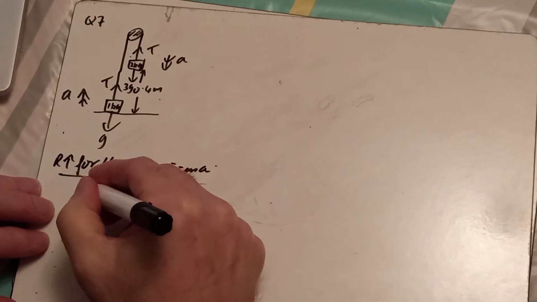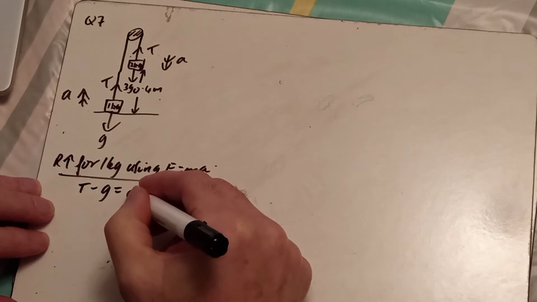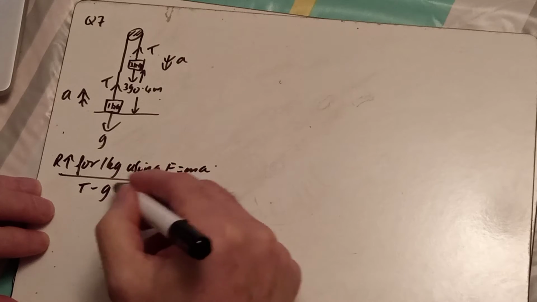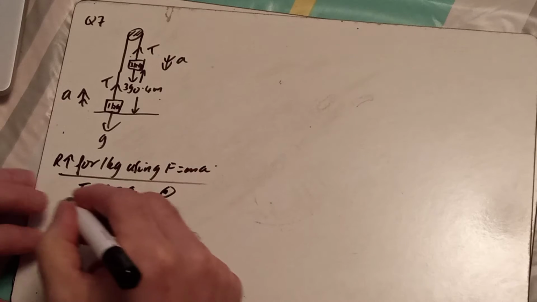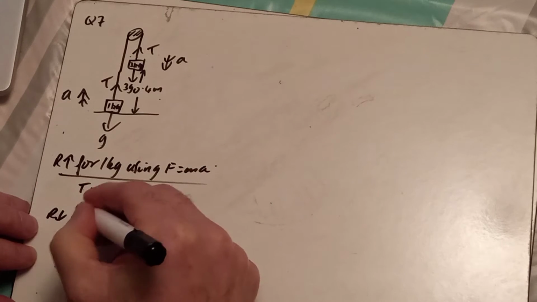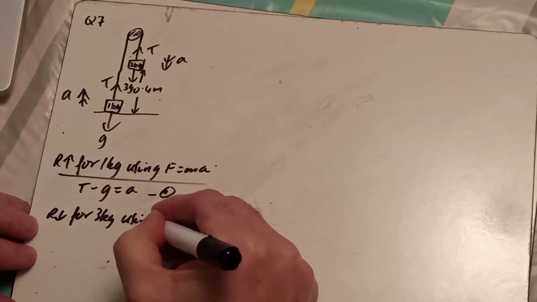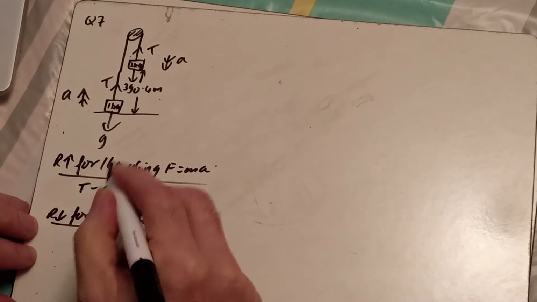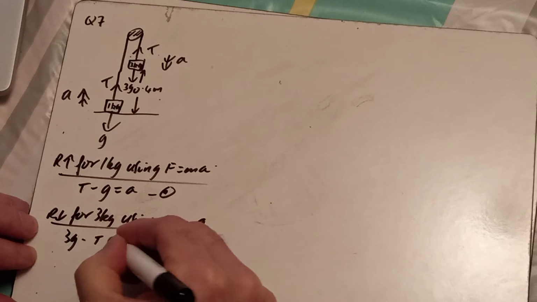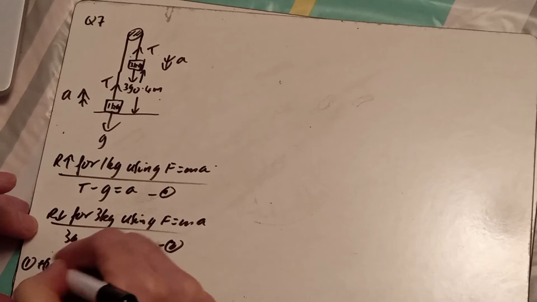Not even thinking too much about the question at the moment, just on autopilot. T minus 1G equals 1A equals A. There we go, equation 1. And then resolve downwards for the 3 kilogram one, also using F equals ma, and get 3G minus T equals 3A. Call that equation 2. 1 add 2, automatic.